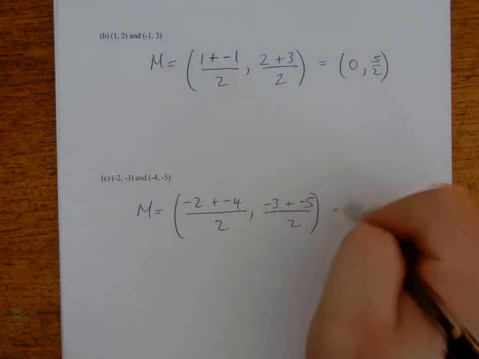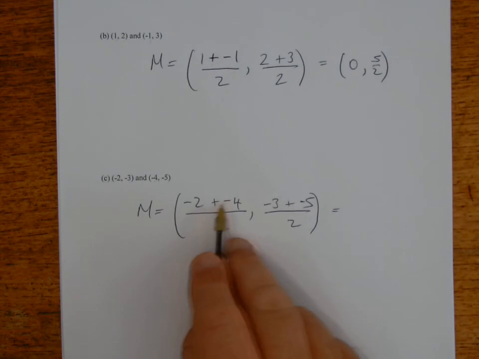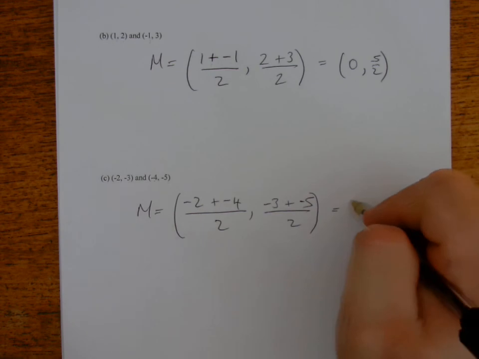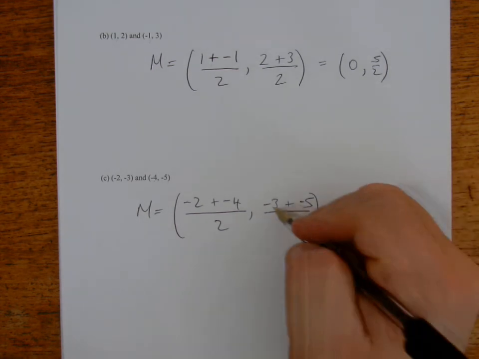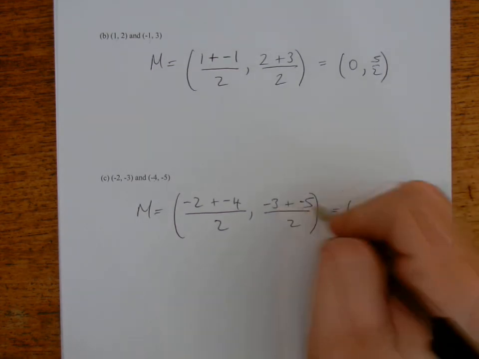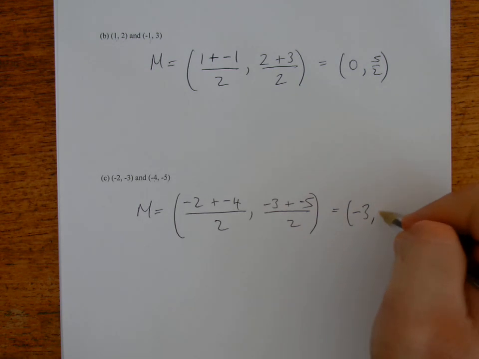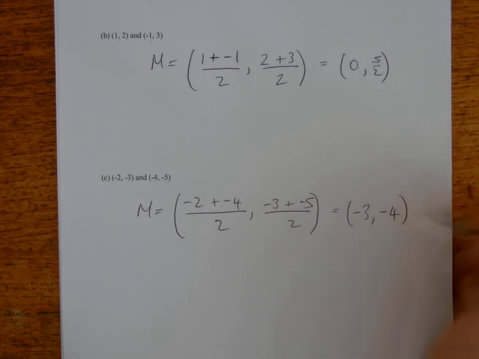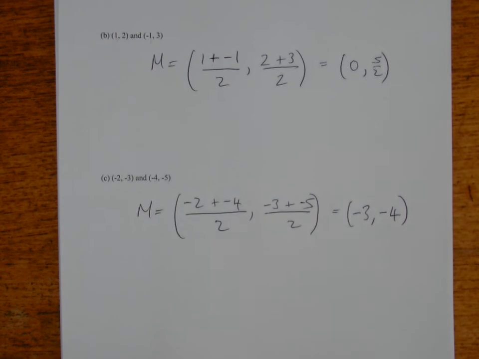So this becomes, well, plus and minus becomes a minus, yeah? So minus 2 minus 4 is minus 6 divided by 2, which is minus 3. And then minus there again, so minus 3 minus 5 is minus 8 divided by 2, which is minus 4. Of course, you can use a calculator there to work that out, and you get your answer for the midpoint.